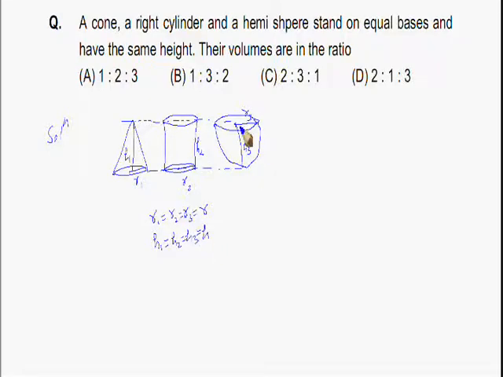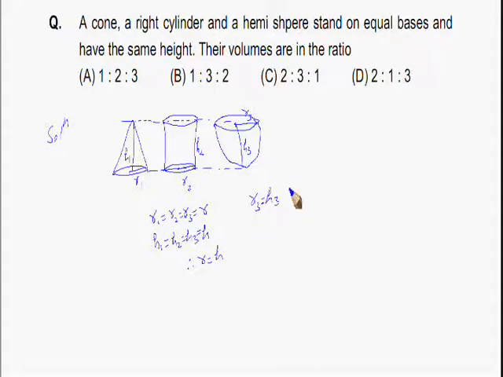But in a hemisphere the height is equal to the radius, so we can say that r3 is equal to h3. So we can also say that r3 which is equal to r and h3 which is equal to h, and r3 and h3 are equal, so we can say that r equals h.